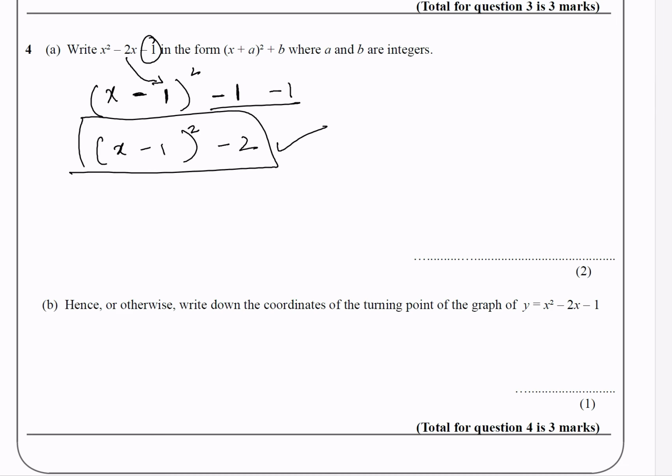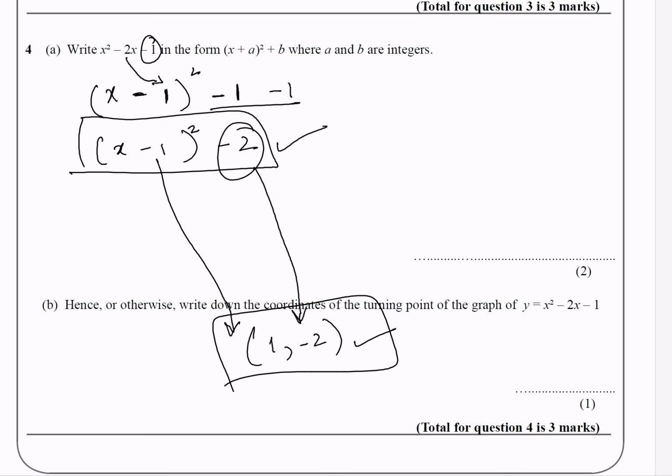Turning point is very easy. How do we get the turning point? Just change the sign of x, which gives 1, and this minus 2 stays as it is. I hope you don't have any confusion till here.